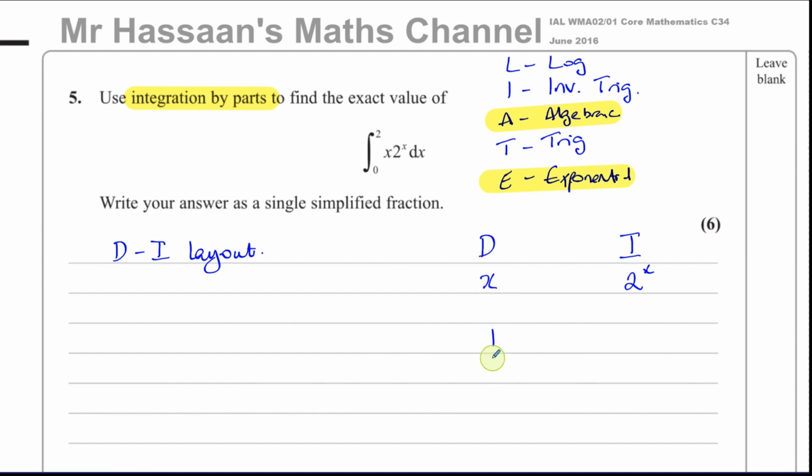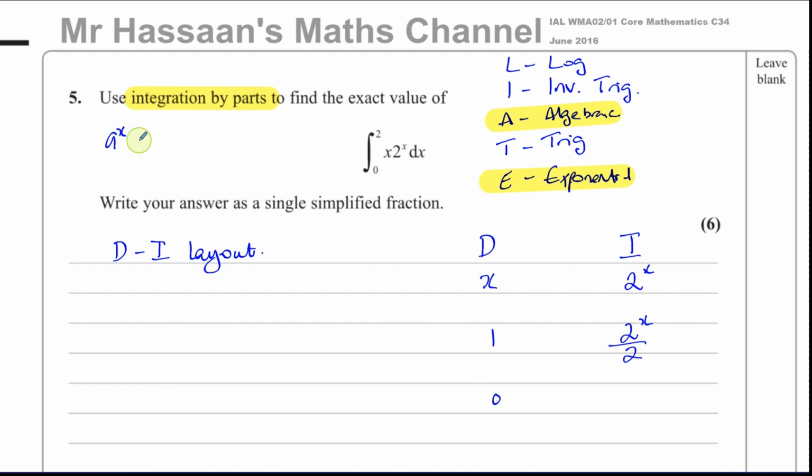When you differentiate x, you get 1. You differentiate 1, you get 0. If you get to 0, that's it. That's fine. That's going to make life very easy for us. And then we have to integrate the 2 to the power of x part. So when you integrate 2 to the power of x, you get 2 to the power of x divided by 2. Okay, that's one of the standard results.